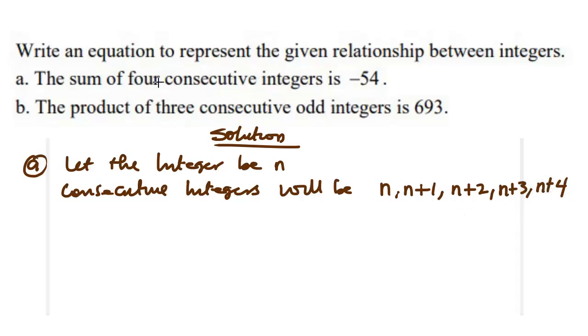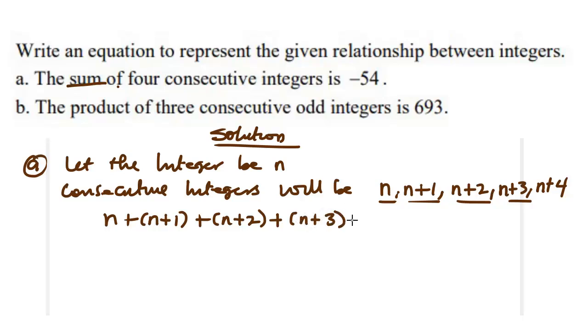Now our interest is the first 4 consecutive integers, and we are focusing on the sum. So this will be 1, 2, 3, 4. So we are taking the sum. That will be n plus n plus 1 plus n plus 2 plus n plus 3 is equal to minus 54.